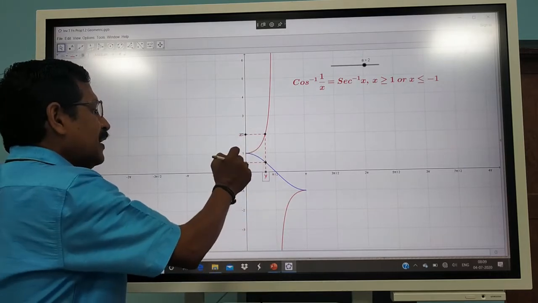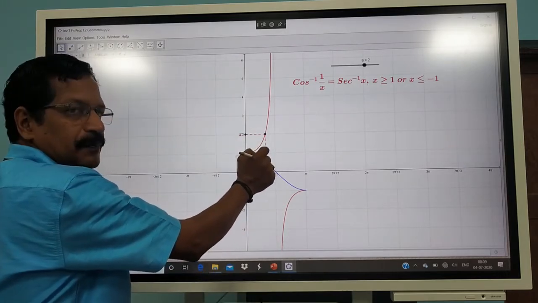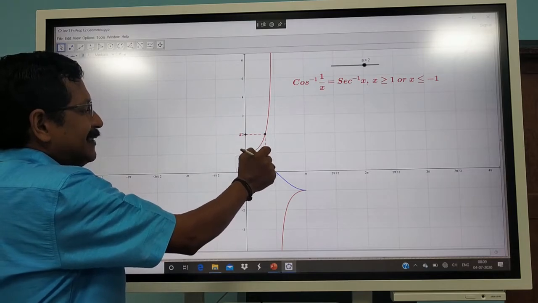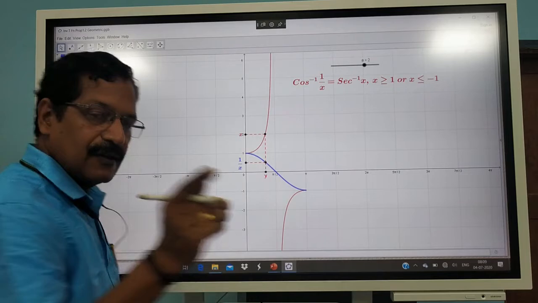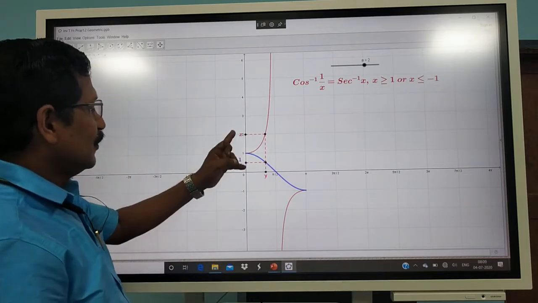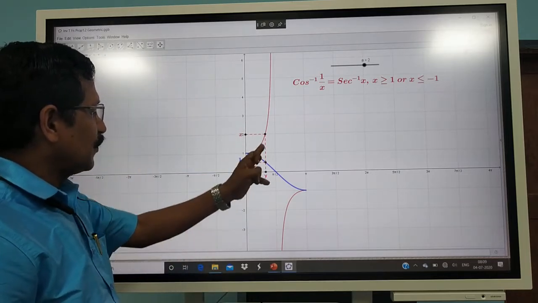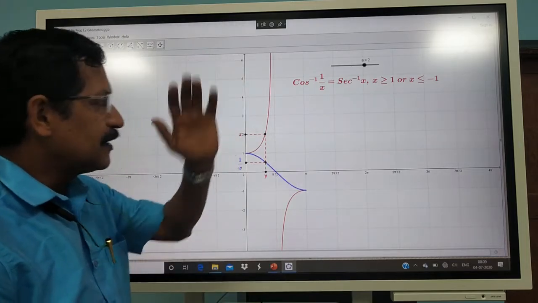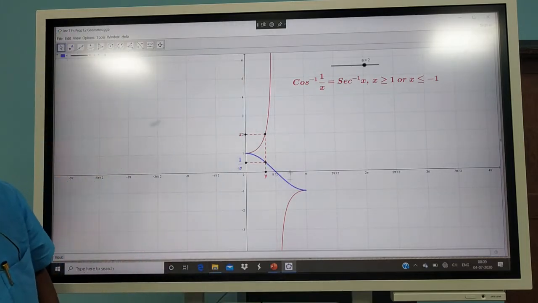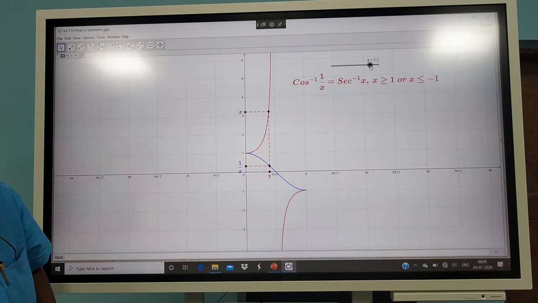So here this value is sec inverse of x. And here it is 1 by x, so when it is drawn parallel to the x-axis, it intersects the graph of cos, so this value is cos inverse 1 by x. So sec inverse of x and cos inverse of 1 by x are the same. Am I correct? Let us see the other points also. You can see that at different points it is clear.